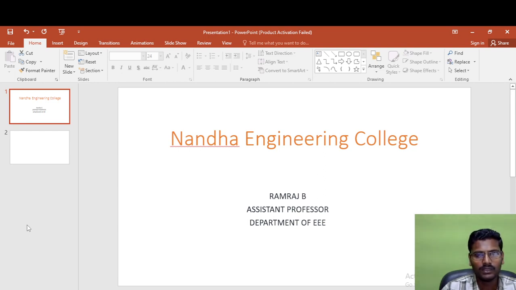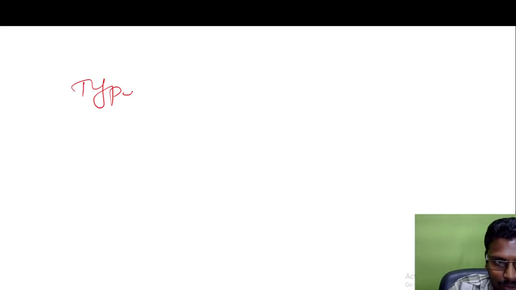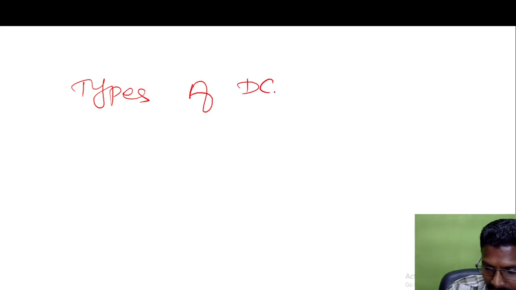Today, in this video, we are going to see the types of DC generator. The basic types of DC generator are DC shunt, DC series, and DC compound generators. But based on the excitation, the generator can be again classified into types of DC generator.